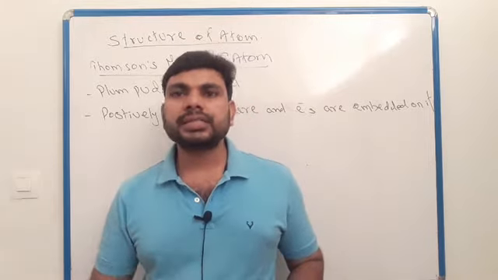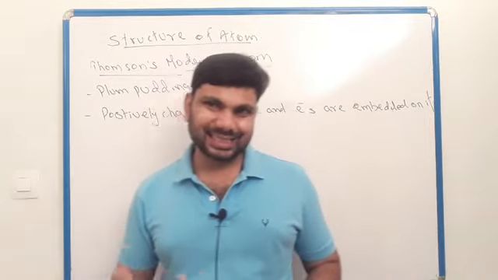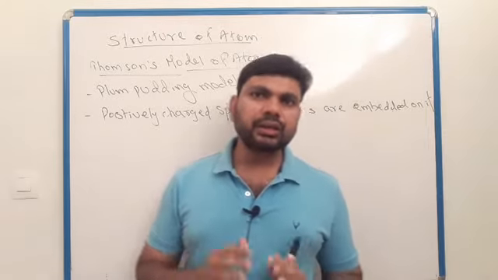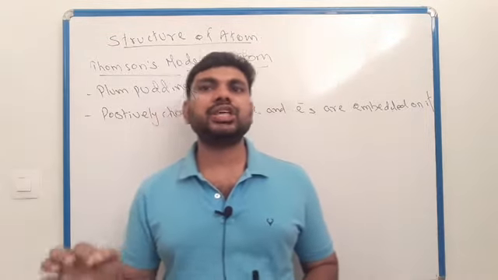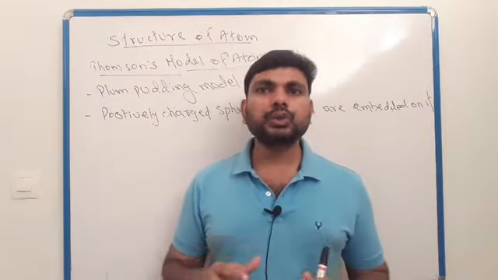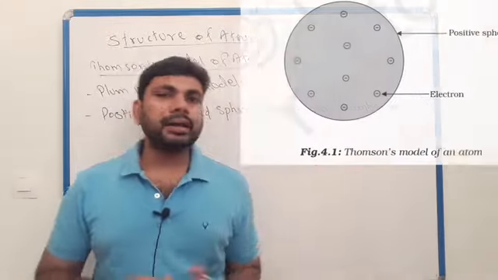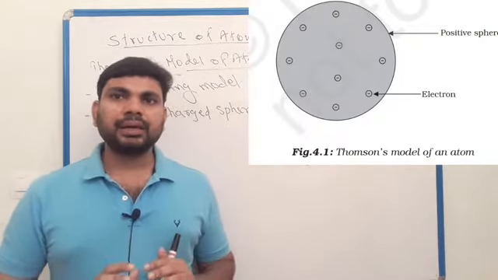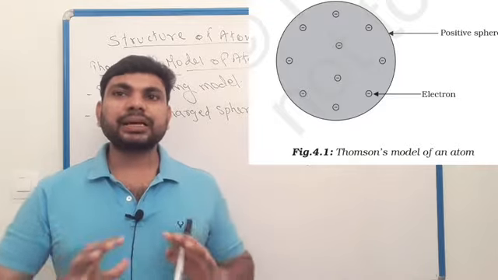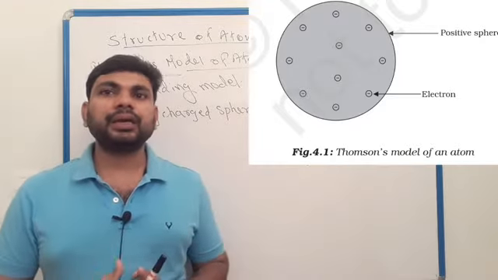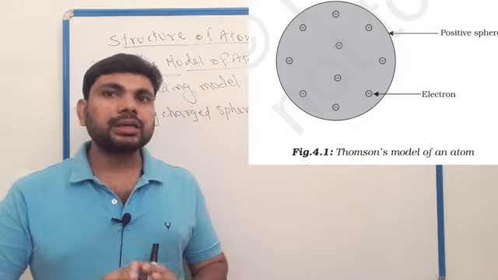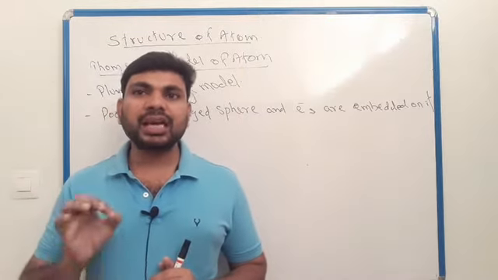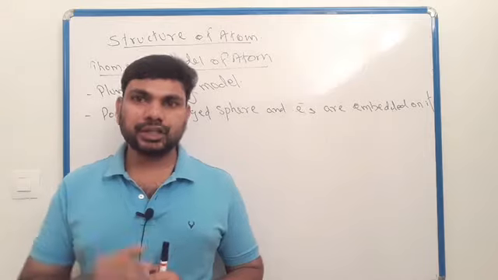Next, we have to understand the structure of atom. The first structure of atom was introduced by J.J. Thomson. According to J.J. Thomson, the structure of atom is like this. He considered atoms like a positively charged sphere, with negatively charged electrons embedded in it.